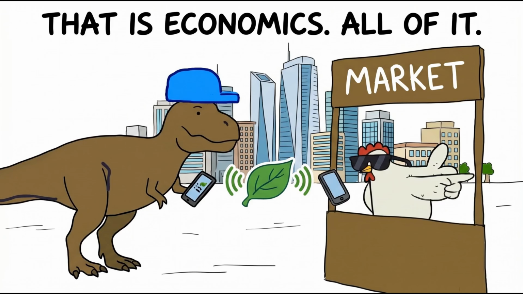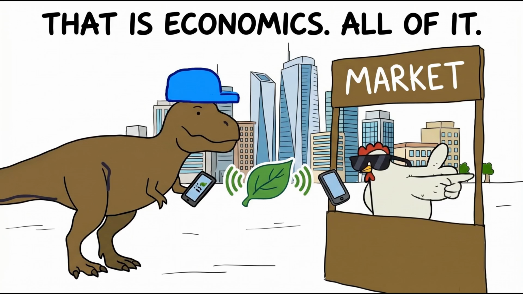The big picture. What economics really is. So what have we learned? Scarcity is real. There will never be enough eggs for every dino to have everything they want. Choices have costs. Every decision means giving something else up. Trade makes everyone better off. Even the least skilled dino has something to offer.